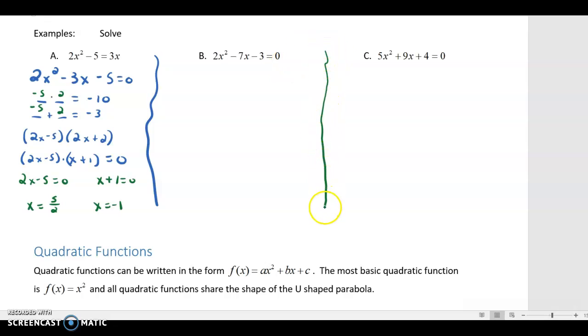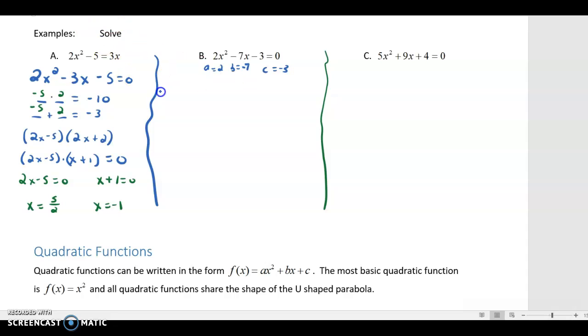The next one we're going to do here, B, 2x squared minus 7x minus 3 equals 0. Trying to look at this thing. I don't think it factors off the top of my head. So I'm going to try the quadratic formula. Everything is already on one side. The a is 2, the b is negative 7, and the c is negative 3. There's nothing wrong with trying to factor it. If it does factor, great. If not, we'll go to quadratic formula anyway.